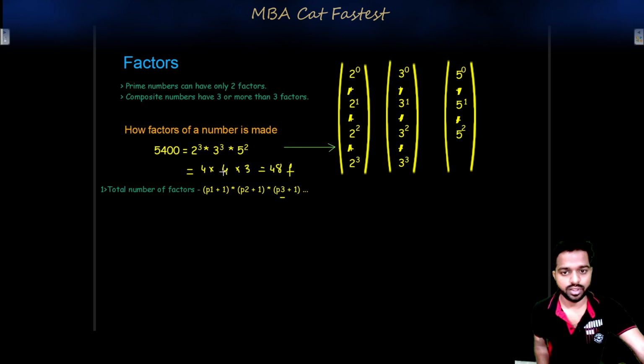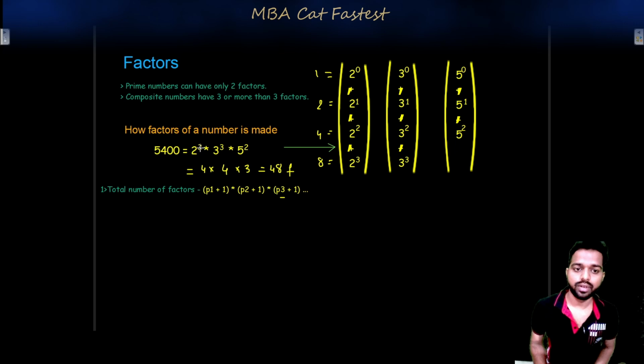And this is a pure logical way, which is basically what you are doing here. There are four ways of selecting from this bracket: you could select 1, which is to the power 0, or you could select 2, or 4, or 8. So four ways from here and three ways from here. So this is a direct shortcut. Whatever the power of a prime is, you just add plus 1 to it and multiply them, or you can find the product of each of them. That will be the total number of factors we will have.